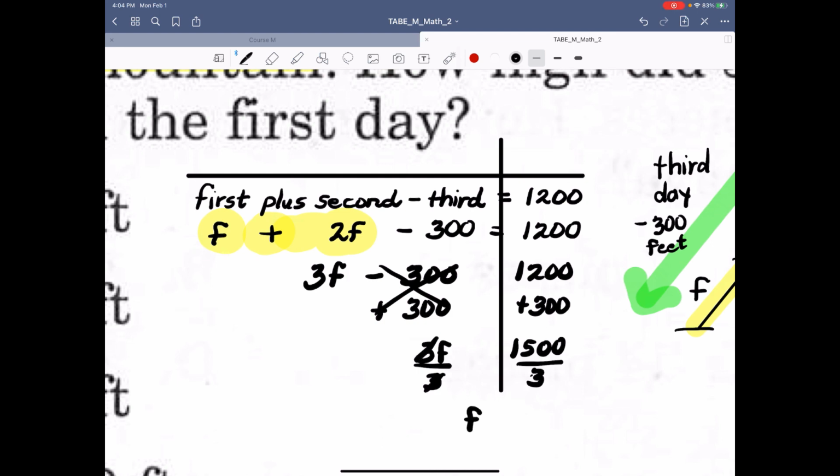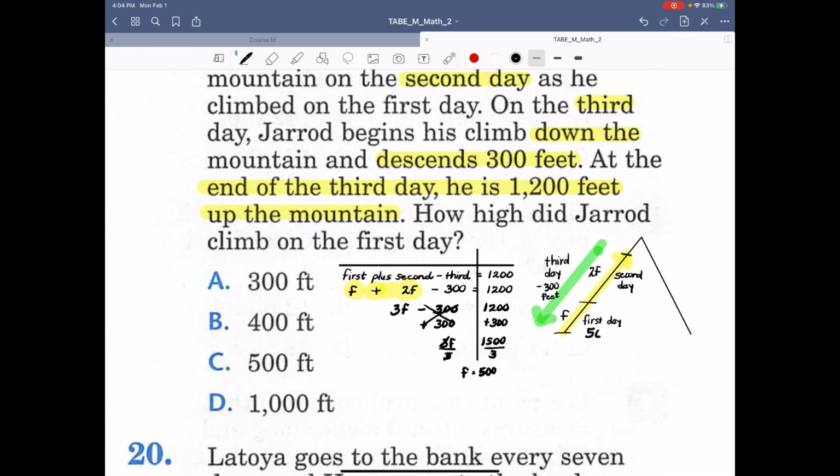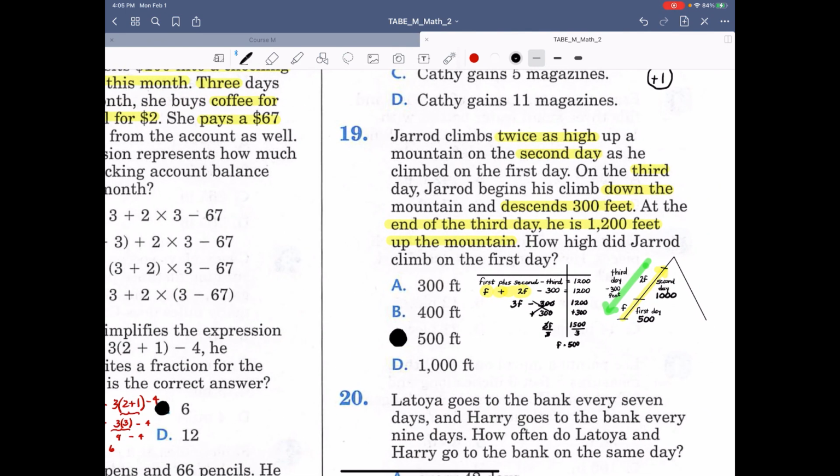So on the first day, he went 500 feet. The first day was 500. The second day was 500 times 2, so that's 1,000. Then he came down 300, and we're leaving him on the mountain at 1,200 feet. But the question is, how high did Jared climb on the first day? And that is C, 500 feet. What a problem that is. I like that one, but it's a brain bender.